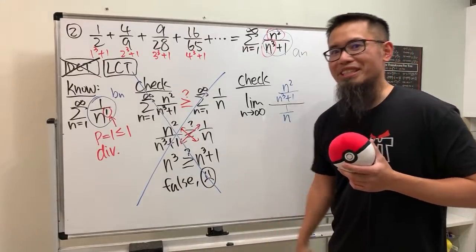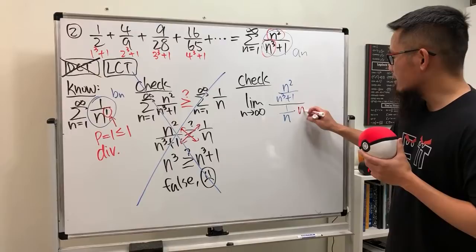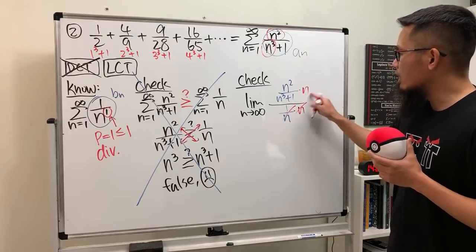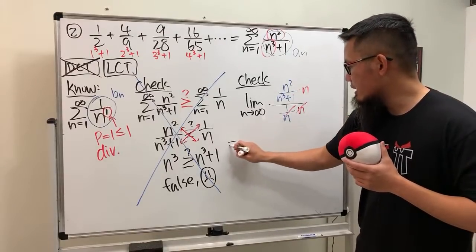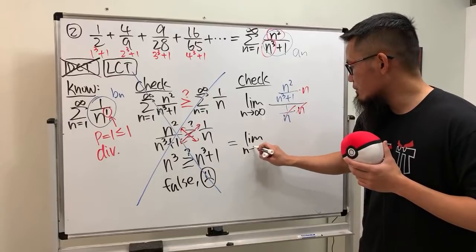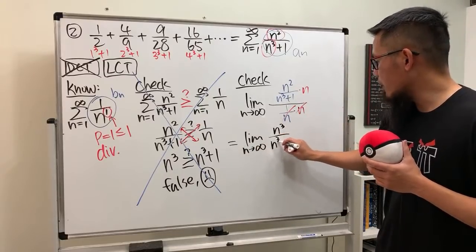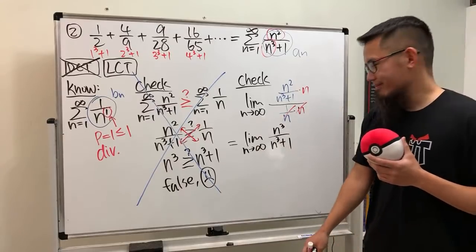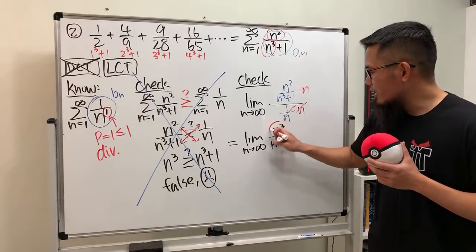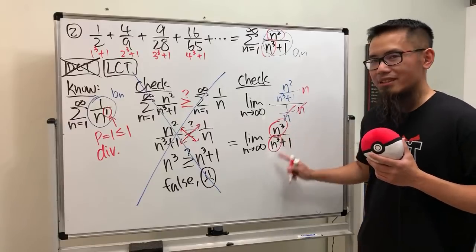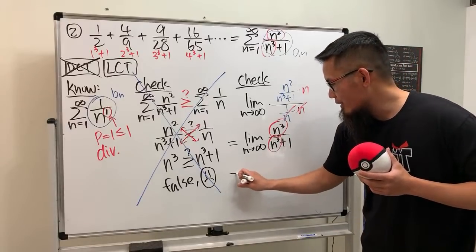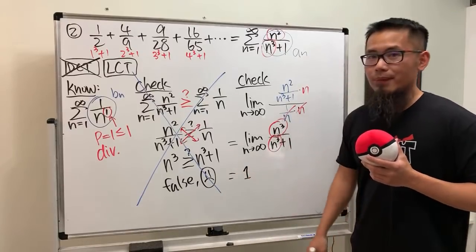So go ahead and just do this limit. Well, let's multiply the bottom and the top by n, this and that cancel. So this right here is just the limit as n goes to infinity, n to the third power over n to the third power plus 1. As n goes to infinity, we just care about this and that. So this over that is just 1. So the answer right here is equal to 1.